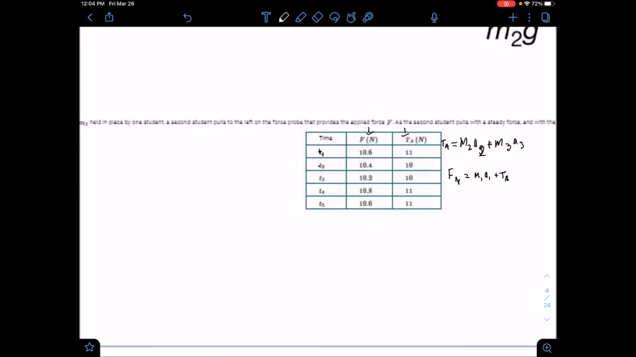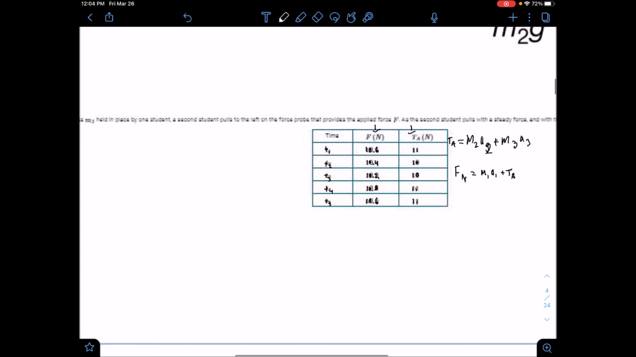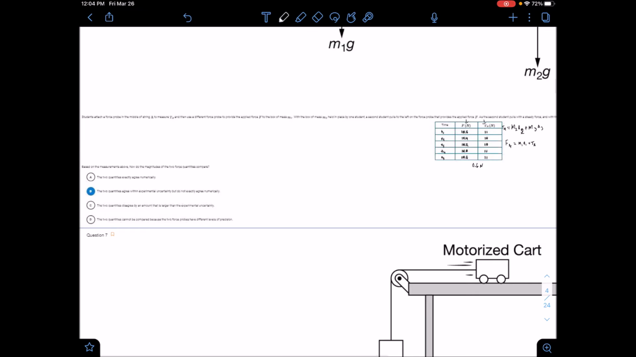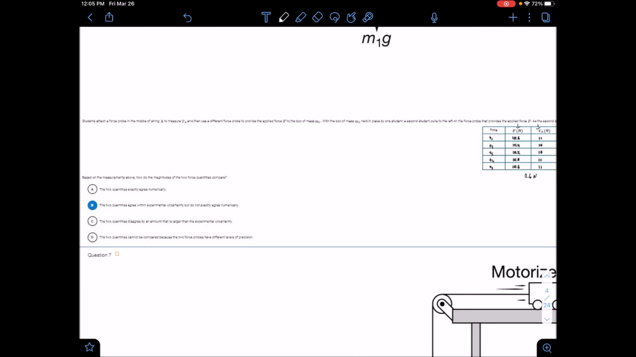So this says time 1, time 2, time 3, time 4, time 5. Sorry, it's a bit blurry. So we have 10.6, 10.4, 10.2, 10.8, 10.6, 11, 10, 10, 11, 11. Okay. So these values are very close to each other, the smallest difference being 0.6 newtons apart. But let's see what this is saying. So based on the measurements above, how do the magnitudes of the two forces compare?